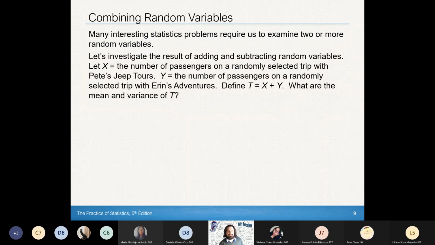So many interesting statistics problems require us to examine two or more random variables. So we're going to investigate the result of adding and subtracting random variables. We can always add or subtract random variables. Whether or not we can do other things after that depends on a couple other factors. We'll talk about those today.